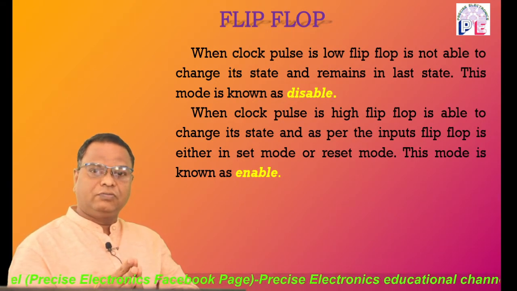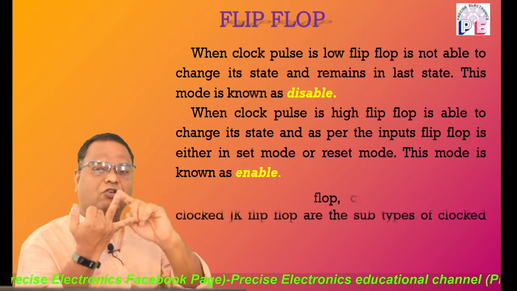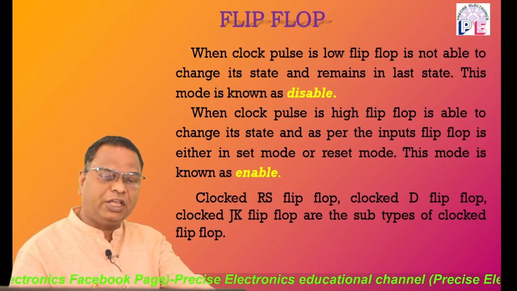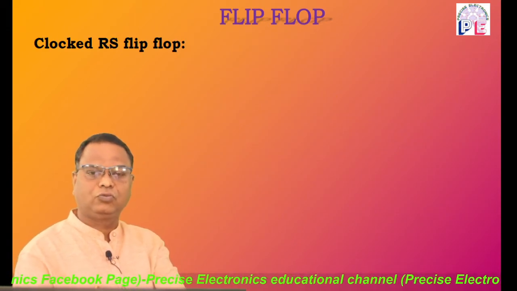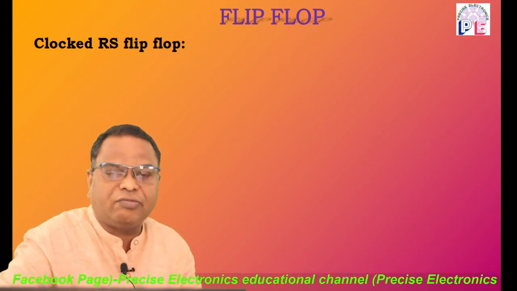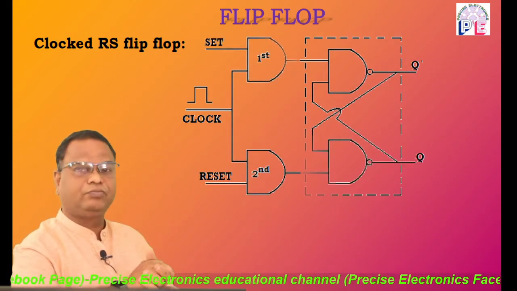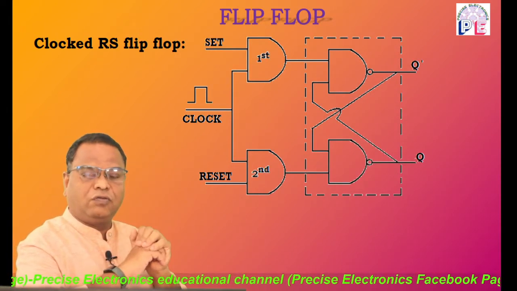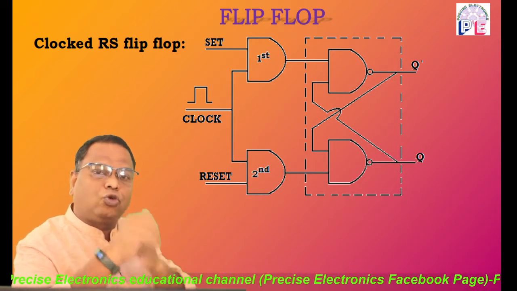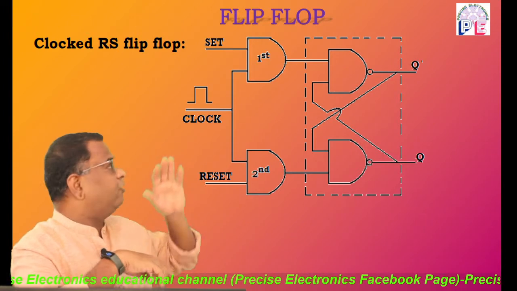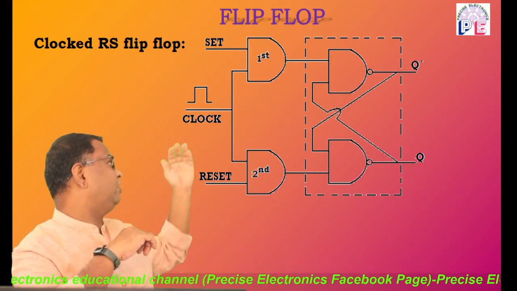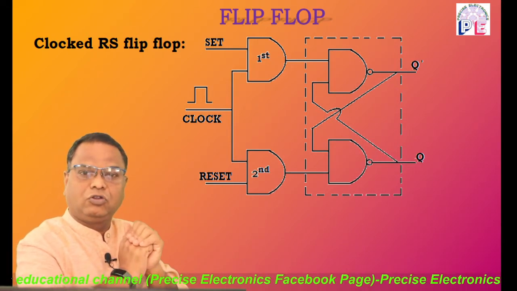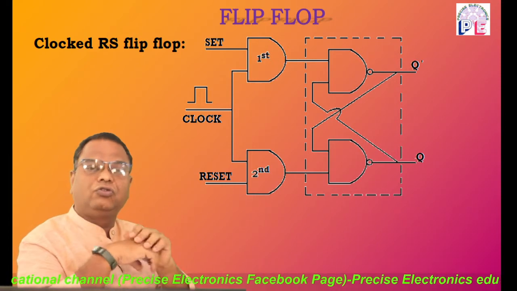Clock flip-flops are further divided into clocked RS, clocked D flip-flop, clocked JK flip-flop, etc. In this lecture, we are going to study the clocked RS flip-flop. The circuit diagram of the clocked RS flip-flop is now going to be displayed on your screen. It is basically an RS flip-flop, and along with the RS flip-flop, two AND gates are used, and through these two AND gates the clock input as well as the trigger inputs, that is the set and reset inputs, are applied to the flip-flop.